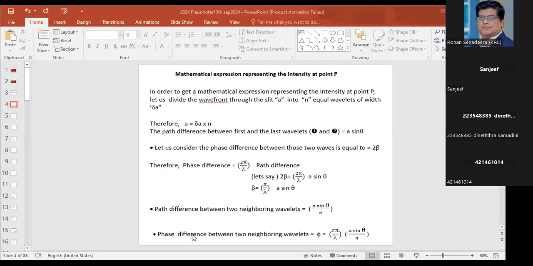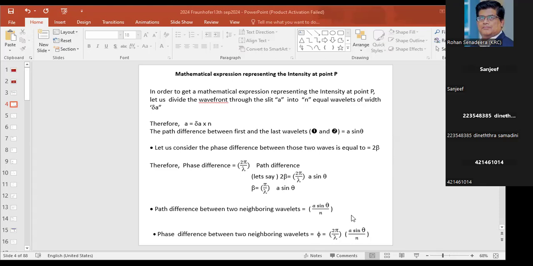Now again we can define the phase difference between two neighboring wavelets. Here beta, 2 beta is the phase difference between those two points, means 1 and 2 rays. But for two neighboring small wavelets, the same equation we can put. Let's say phi for this phase difference. And then again the common equation, 2 pi over lambda into the path difference, which is a sin theta over n. So now you will think why here we put 2 beta and here why not 2 phi?